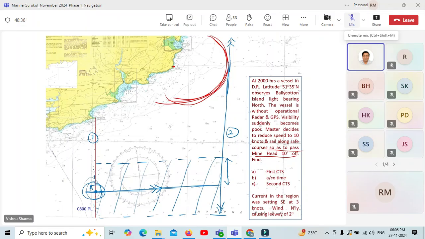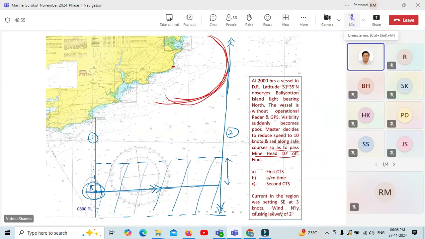Do you agree with me? Yes or no, guys? The reliability of the DR depends on which was the last fix used for calculating the DR. If the interval is less, the reliability of the DR is higher. If the interval is high, the reliability will be lesser.